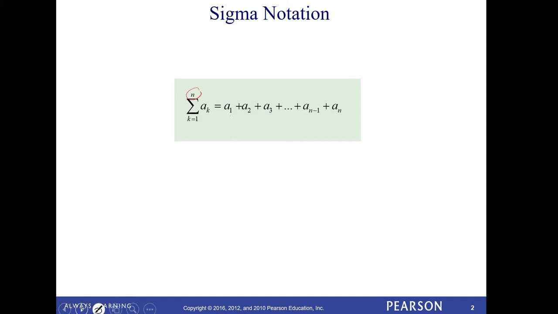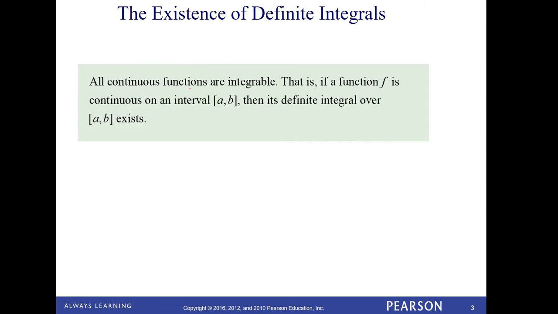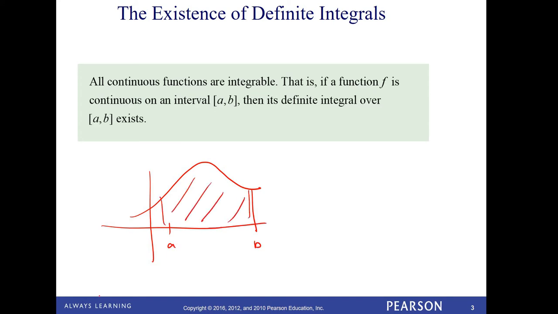I'm going to tie this into our definite integrals. We've been doing an integral as the sum of a bunch of rectangles. So, the existence of definite integrals: all continuous functions are integrable. That is, if a function f is continuous on an interval [a, b], then its definite integral over [a, b] exists. So basically, any continuous function from a to b will have an integral, or an area under the curve.